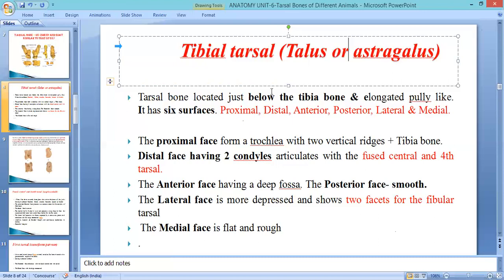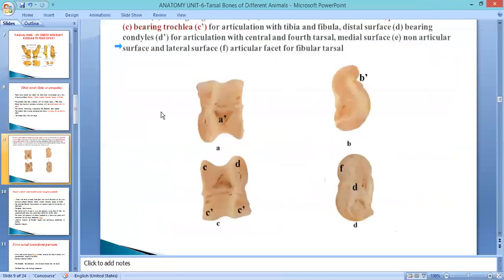The proximal surface, because it comes in contact with the distal end of tibia, has 2 deep fossae, which are for the attachment of the trochlea of the tibia, and they are divided from each other by a vertical ridge. This is the vertical ridge. And the distal surface has 2 condyles, which come in contact with the central plus fourth fused tarsus.